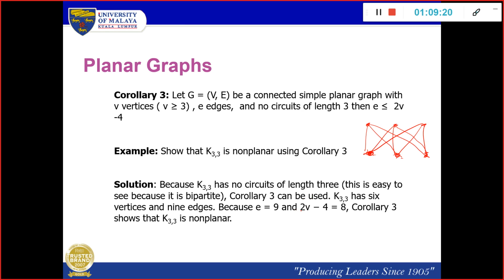Because E is equal to 9 and 2V minus 4 is equal to 8. E should be less than or equal to 2V minus 4. So E is 9 and 2V minus 4 is 8. This is an incorrect statement, so it cannot follow corollary 3. So K3,3 is non-planar.